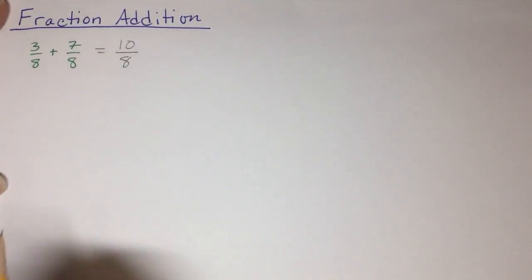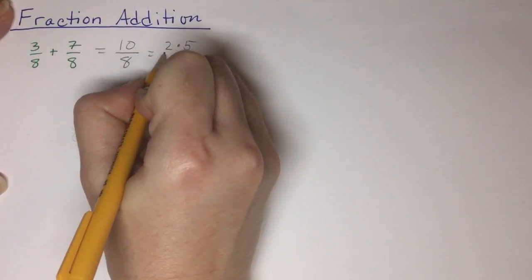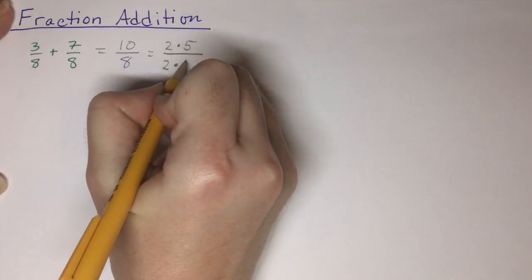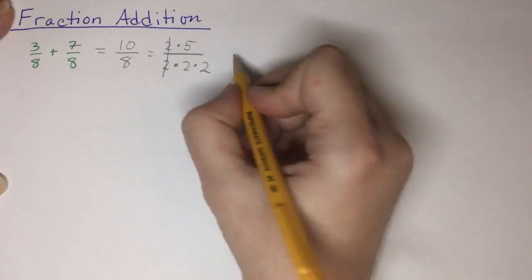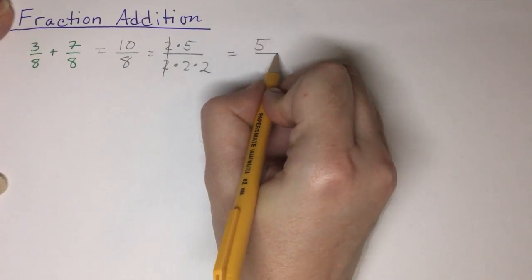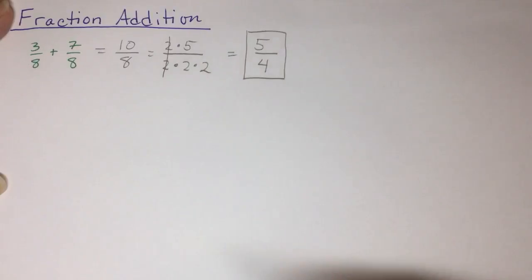Now, I have to be sure my answer is reduced. This is where the prime factorization can come in. 10 is 2 times 5. 8 is 2 times 4. 4 is 2 and 2. I've got a common factor of 2. So this simplifies to 5 over 4. And that's reduced.